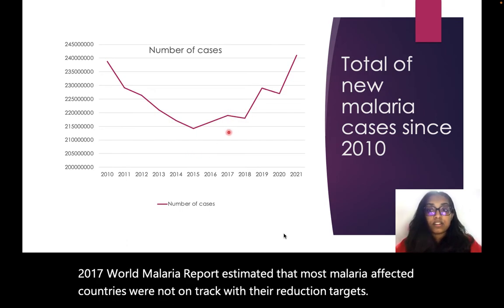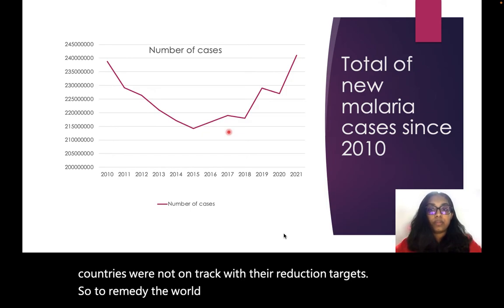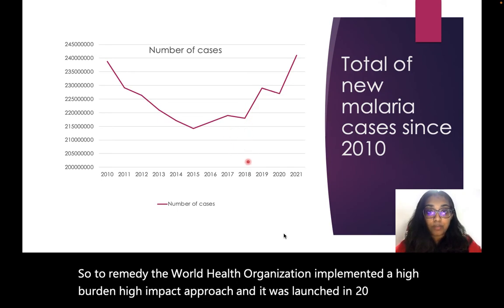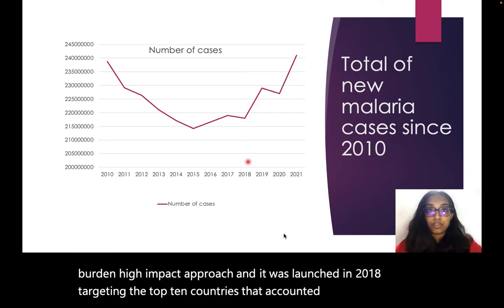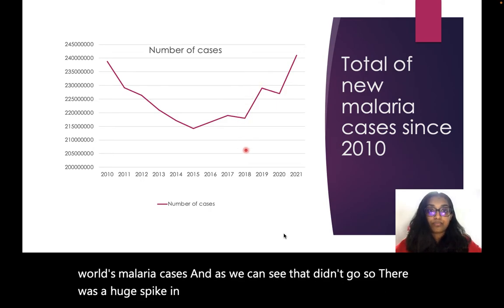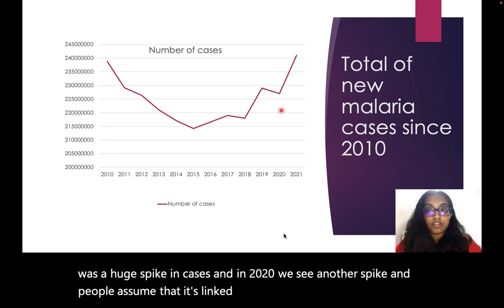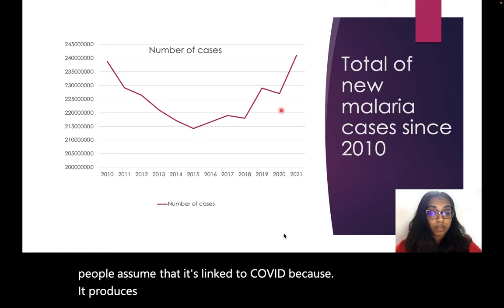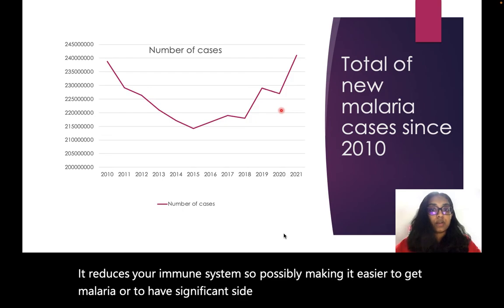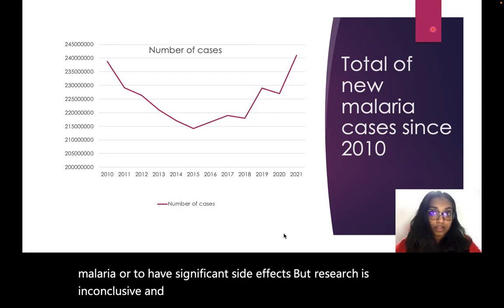So to remedy this, the World Health Organization implemented a high burden, high impact approach, and it was launched in 2018, targeting the top 10 countries that accounted for 70% of the world's malaria cases. And as we can see, that didn't go so well because there was a huge spike in cases. And in 2020, we see another spike, and people assume that it's linked to COVID because it reduces your immune system, so possibly making it easier to get malaria or to have significant side effects. But research is inconclusive, and we're not too sure about that.